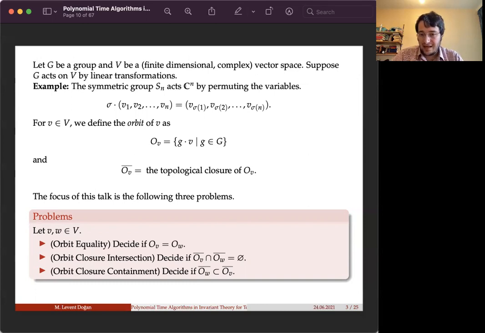So the complexity of these three problems is the subject of a vast literature. For example, by Bläser et al., we know that the orbit closure containment problem is NP-hard in general, whereas the orbit closure intersection problem is believed to admit a polynomial time algorithm. And the main result of this talk is that all three of these problems admit polynomial time algorithms when the group G is a torus.